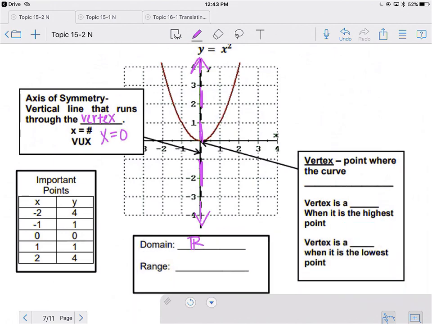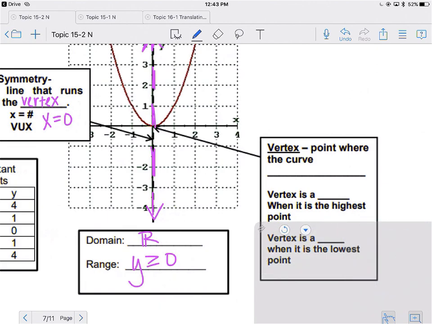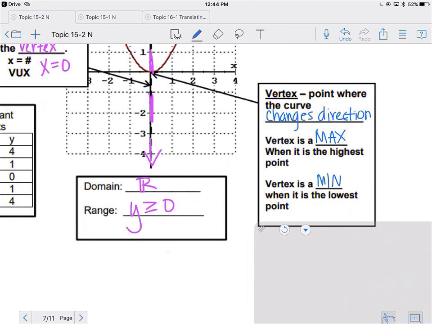My domain for all quadratics is all reals. My range for the parent function is y is greater than or equal to 0. And then your vertex is the point where the curve changes direction. Your vertex is a max when it is the highest point and a min when it is the lowest point.